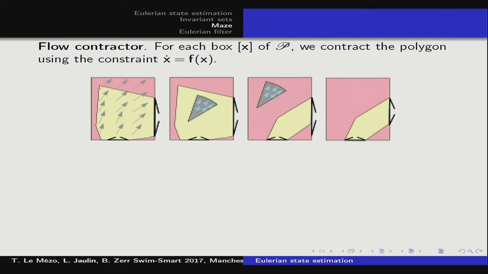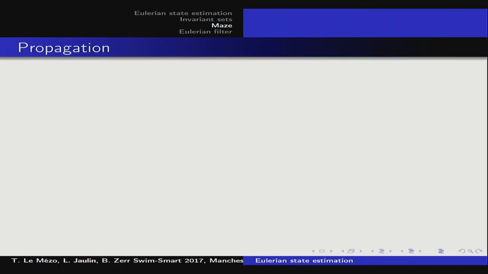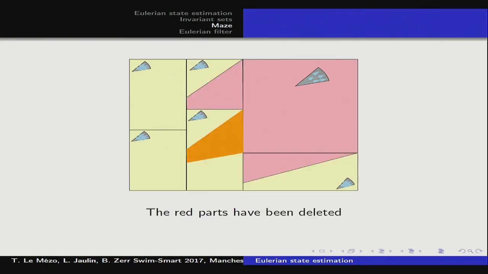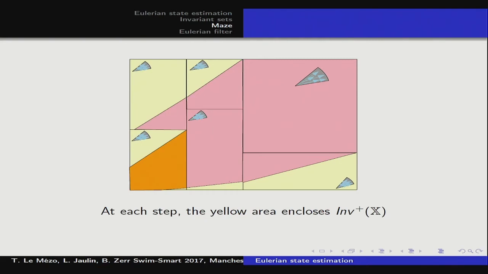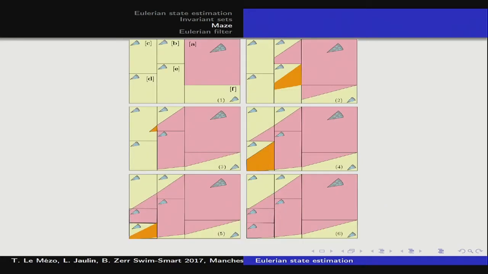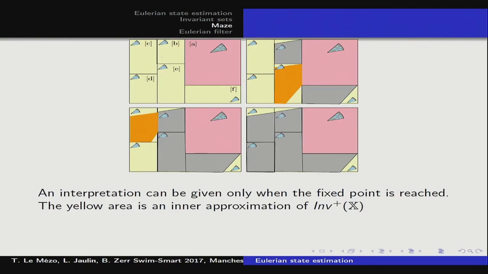Okay, so I contract everything I can up to the fixed point. And if I propagate this one, I am able to compute points that will have an evolution that will reach a given box or a given set as follows. So at each step, I am able to prove by propagation that for each point here, I will reach the initial red box. Okay, so it is the inner approximation represented in this figure.